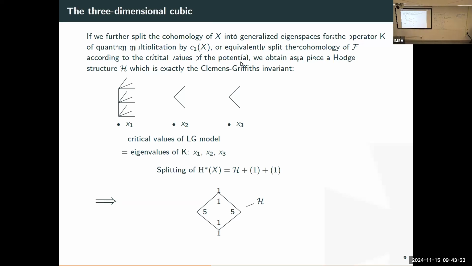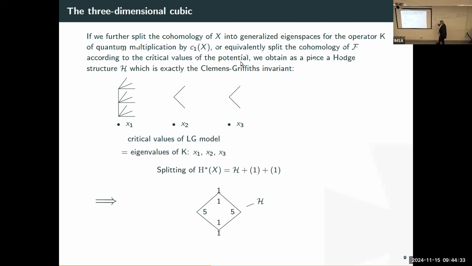So now what we want to do is to forget about the Landau-Ginzburg model and find some different way to think about it, independent of the Landau-Ginzburg model. And the way to do this is to look at the eigenvalues of the quantum multiplication by the C1 of Tx. And it is known that they precisely correspond to these points that we have as critical values of the corresponding function.